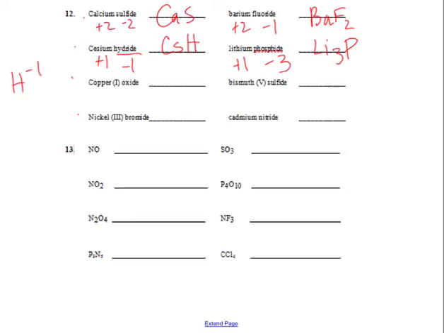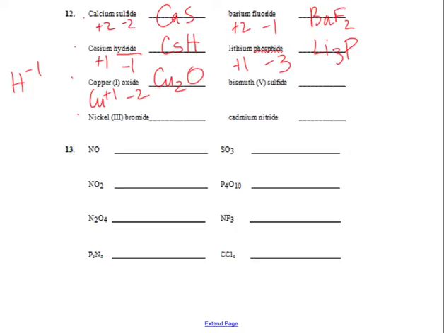Copper 1 oxide. It is telling us what copper is. So don't worry about it. You don't need to look at the periodic table. It's telling you copper is +1. Oxygen is -2. So what's the formula? Cu2O.